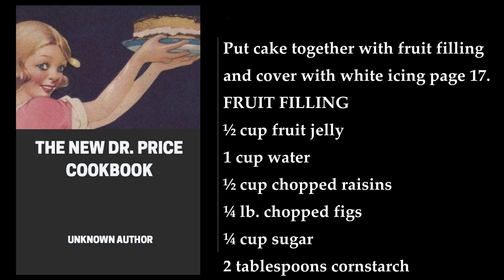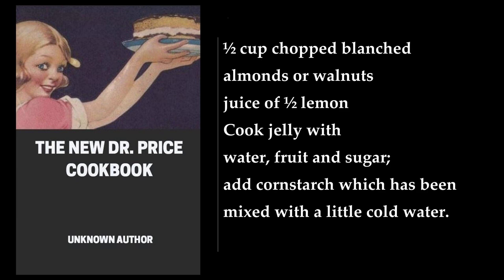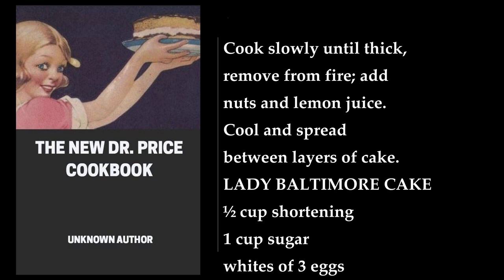Page 17. Fruit filling. 1/2 cup fruit jelly, 1 cup water, 1/2 cup chopped raisins, 1/4 pound chopped figs, 1/4 cup sugar, 2 tablespoons cornstarch, 1/2 cup chopped blanched almonds or walnuts, juice of 1/2 lemon. Cook jelly with water, fruit and sugar. Add cornstarch which has been mixed with a little cold water. Cook slowly until thick, remove from fire, add nuts and lemon juice. Cool and spread between layers of cake.